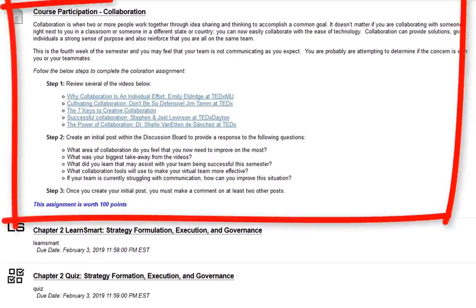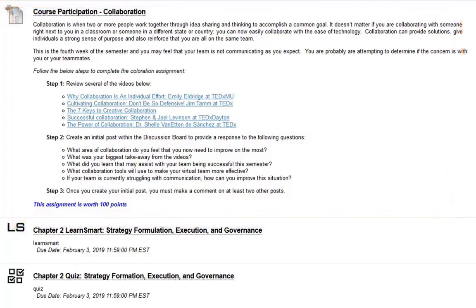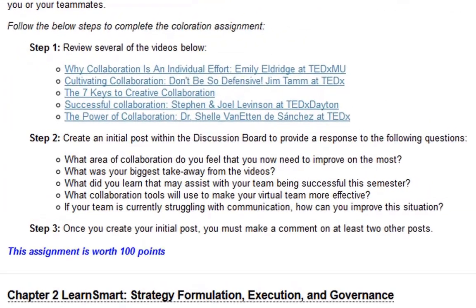Next, we have the course participation collaboration discussion board. By this point, teams may be struggling with collaboration among your team members. Well, that's why I have this assignment, to give everyone a chance to review some videos and to determine is really the collaboration issue within yourself, within your team members, or maybe both.